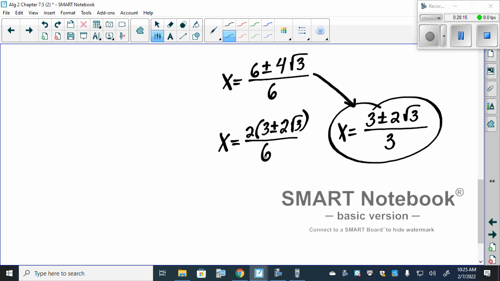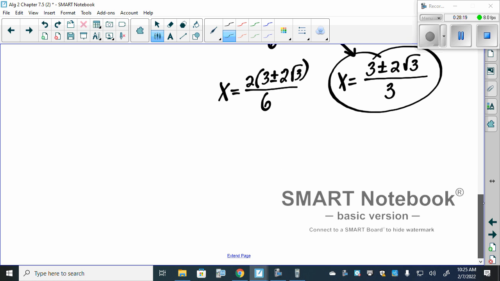Now is this going to be a whole number? No, because of the square root of 3, it's an irrational number. Now, what did we say the restrictions were? Negative 1, 2, and 1, yes? Is 3 plus or minus 2 square root of 3 over 3 one of those? No. So, that is actually the answer.